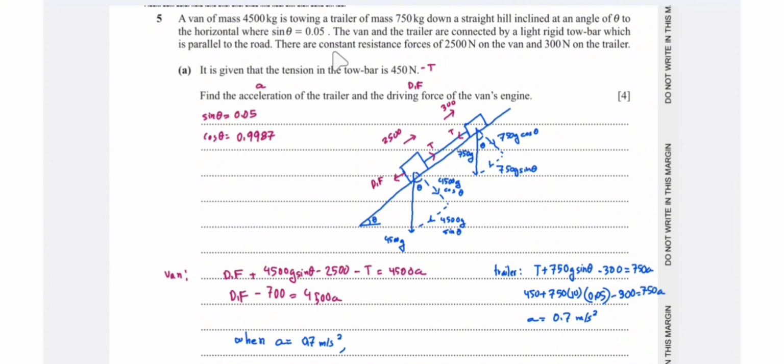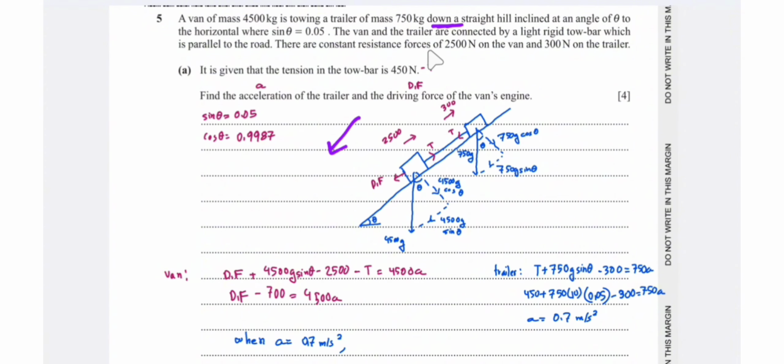There are constant resistance forces of 2500 Newton on the van and 300 Newton on the trailer. First of all, we are given that the van and the trailer are moving down the straight road.